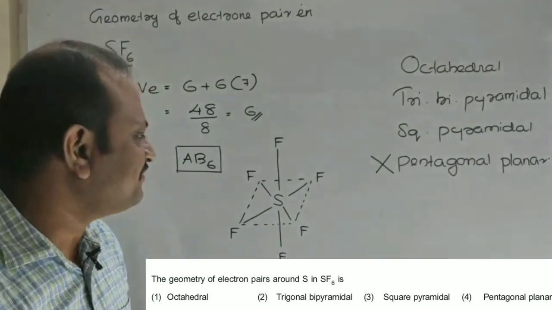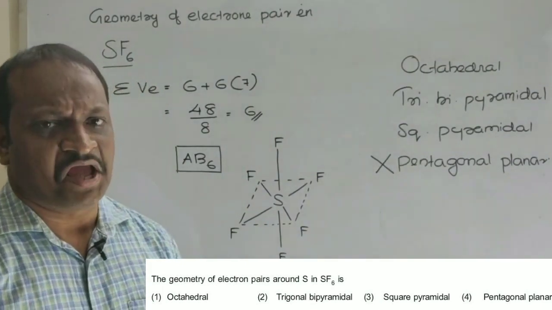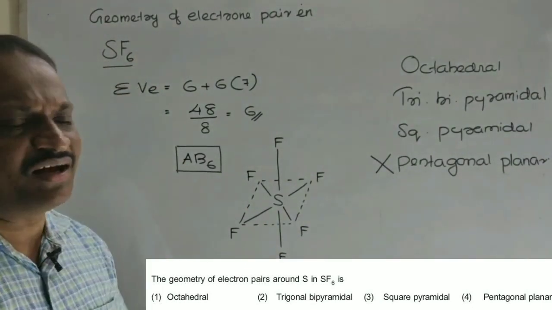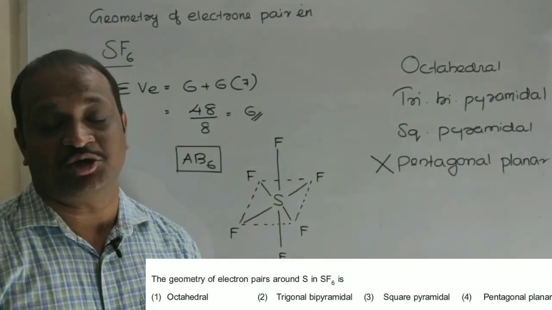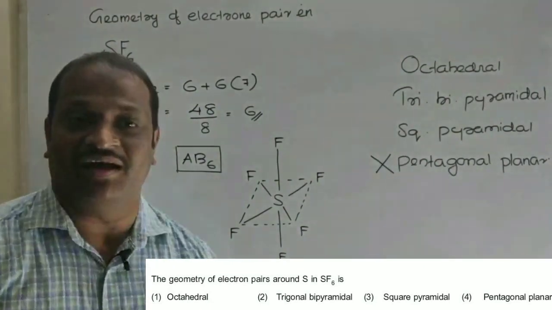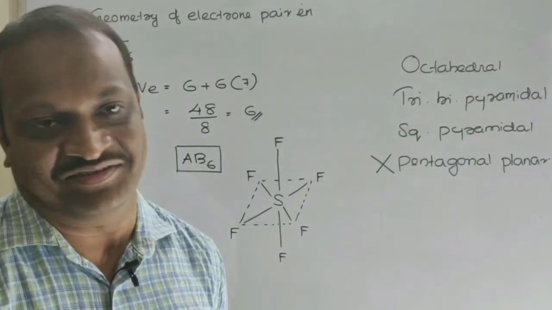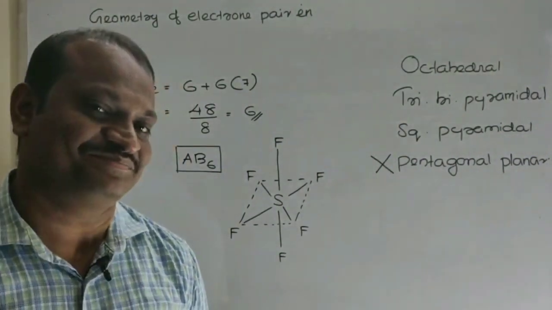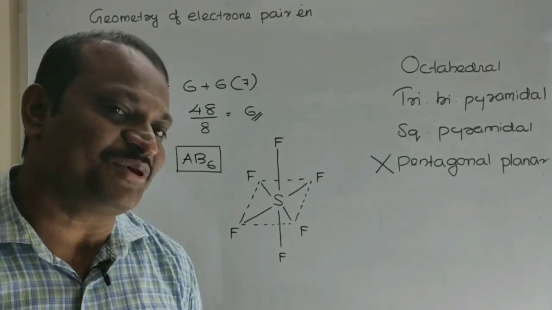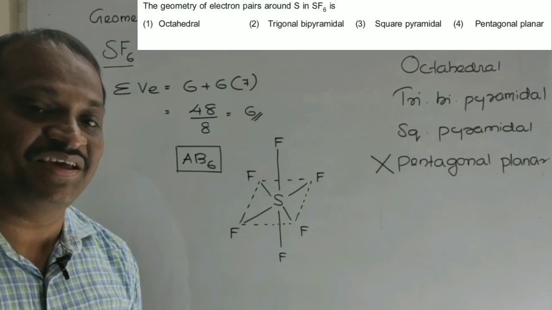You know what is the specialty of octahedral geometry? All the angles are the same and all the distances between these bonds are the same. So it's a perfectly symmetric structure. And they may ask, how many total 90-degree angles are there in this case? So what will be your answer? Suppose somebody asks you how many total 90-degree angles are there, your answer must be 12.